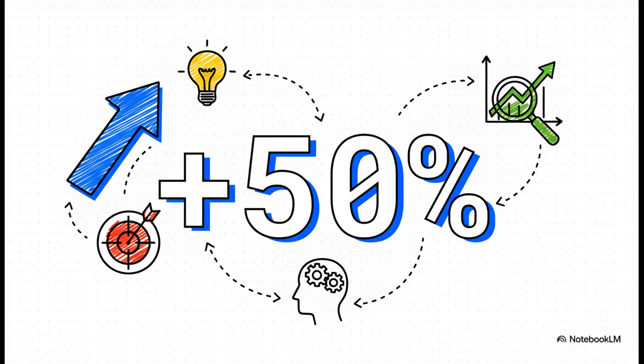Okay, next up is the heavy hitter, the formula with the biggest punch, the veiled authority's secret. This one can deliver an average click-through rate lift of a whopping 50%.